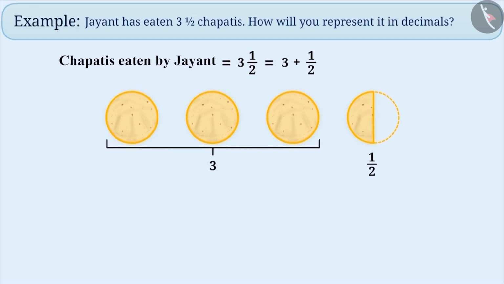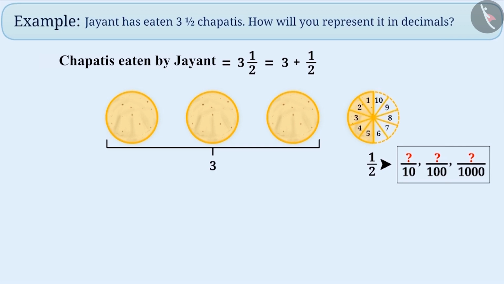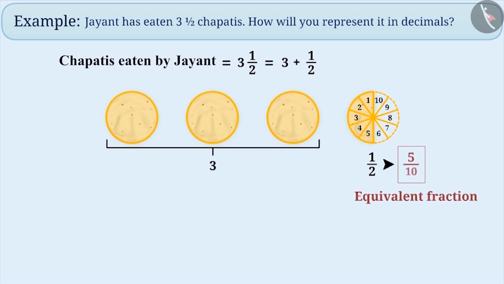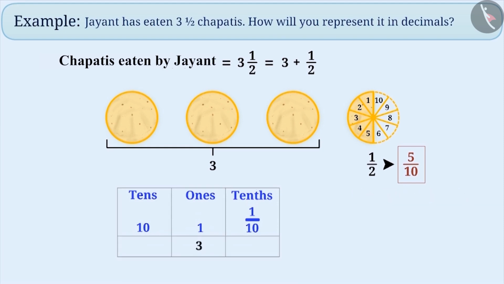Here, we need to convert half into a fraction where the denominator must be a number like 10, 100, 1000, etc. In order to do this, we will divide the whole into 10 equal parts. As you can see here, there are 5 parts out of 10 parts of the chapati. So the equivalent fraction of 1/2 is 5/10. Can you tell how we will represent 3 ones and 5 tenths in decimal form? Think for a while. Let me tell you, 3 ones and 5 tenths will be represented in decimal form as 3.5.